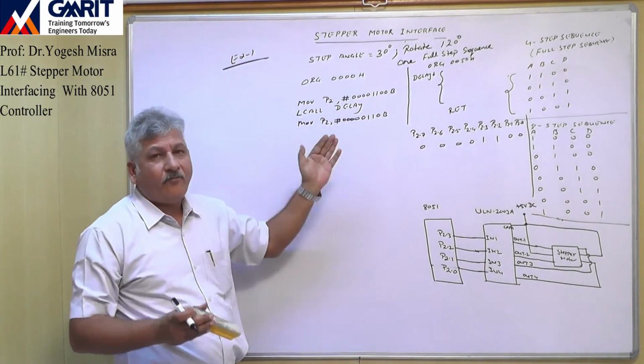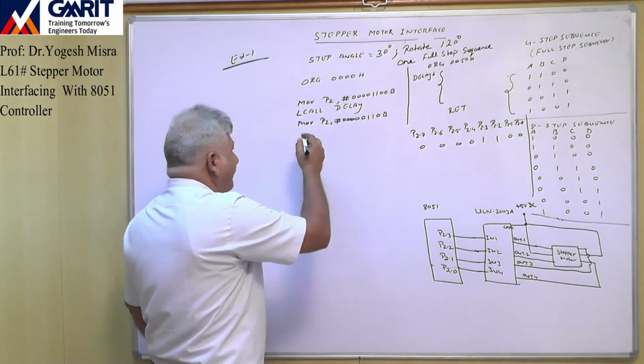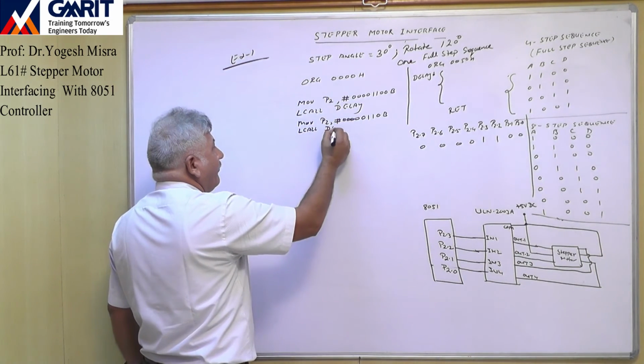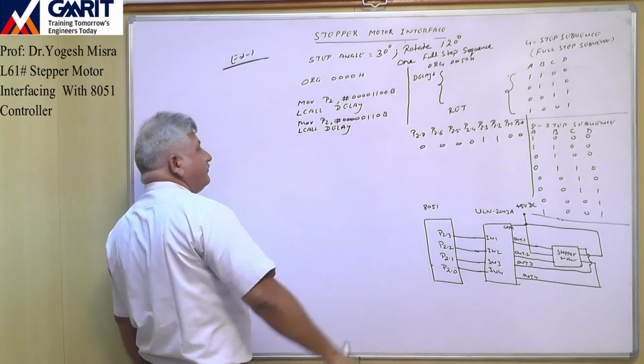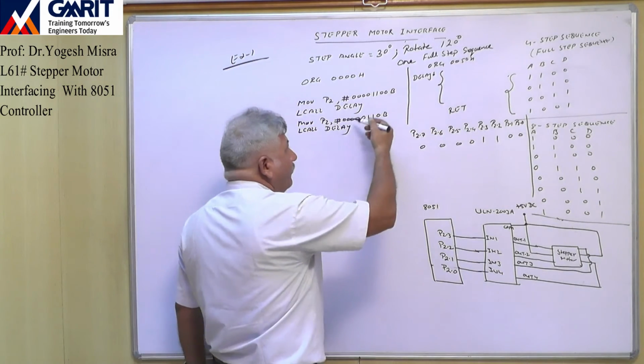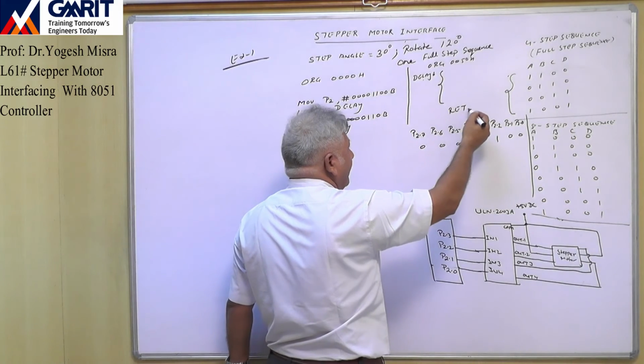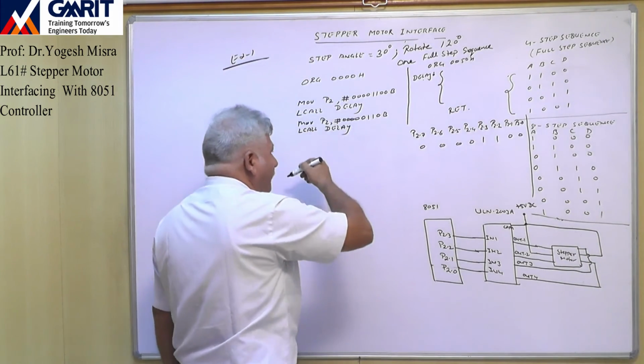And then again we have to wait for some time. So again I will send the program to delay. I'll call delay. The program will again go to this delay subroutine and execute some instructions for the delay. Again with the return, it will come back to the main program.